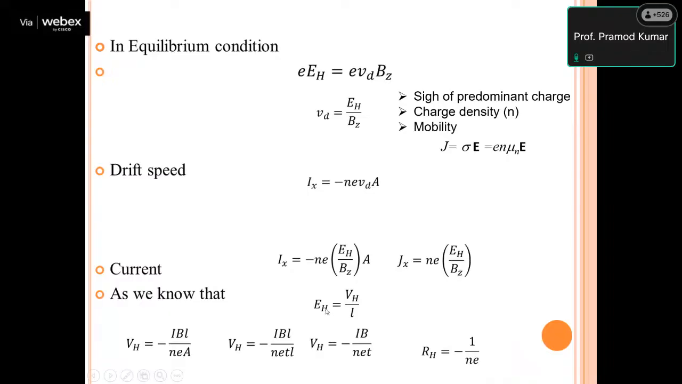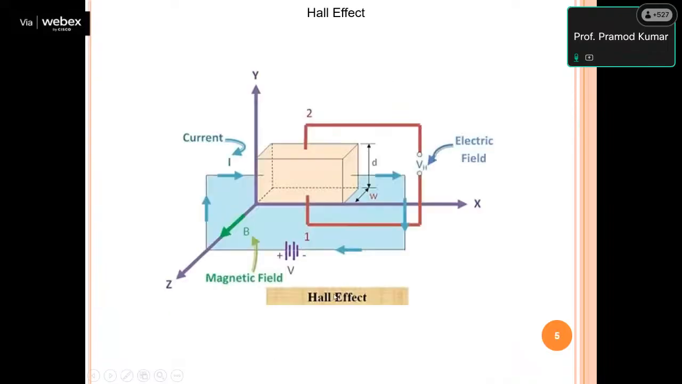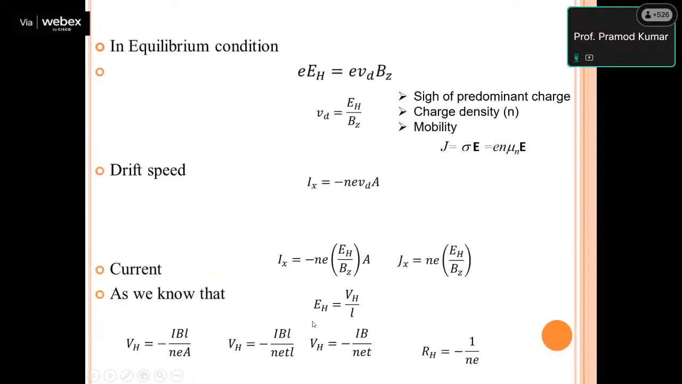The electric field has a relation with the voltage. This voltage is developing between these two contacts, and if this length is L, we can write E_H equal to V_H by L. Just replace E_H by V_H by L, and we get the expression V_H equal to minus I B by N e t. In place of 1 by N e, we can write R_H, the Hall coefficient. Hall coefficient R_H equals minus 1 upon N e.